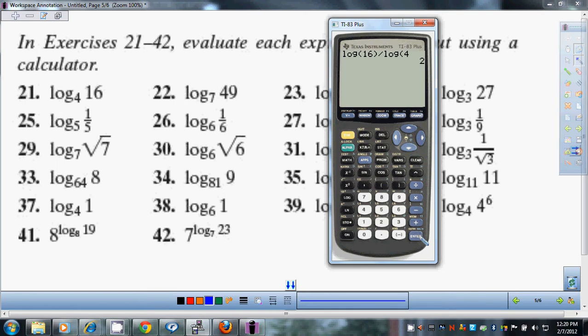It's not so bad. All of these you can punch straight into the calculator. Let's see. Now, you just have to think about it. 4 to the what is 16? Some of them are not nearly that easy.